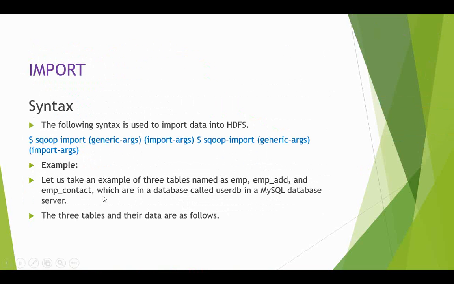The syntax of the Sqoop statement is simply, on the terminal prompt, you type sqoop, then import, and then you specify the generic arguments. We will see what the generic arguments are. First, let us see one example: in my RDBMS we have three tables. The first table is named EMP, the second is EMP add, and the third is EMP contact.